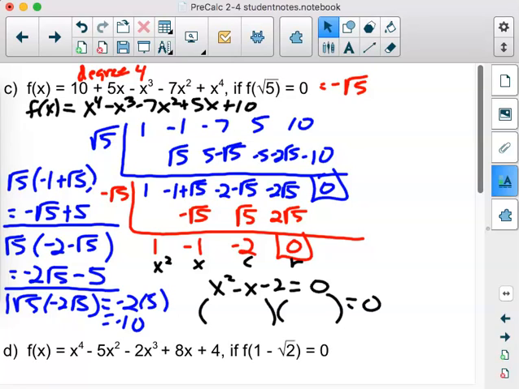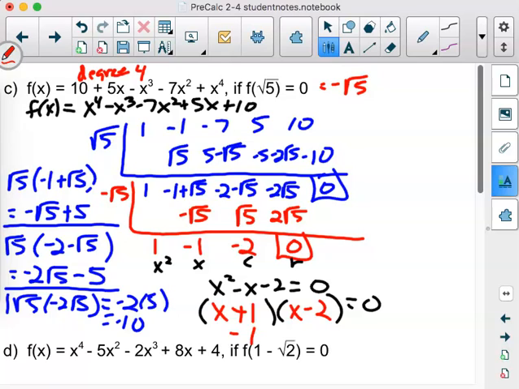Natalie Murphy, can you tell me what you had for your factors? Unmute yourself real quick. X plus 1 and x minus 2. Yep, there's our multiply to negative 2 and add to negative 1. So our other zeros are nice rational zeros. We've got a negative 1 and a 2.